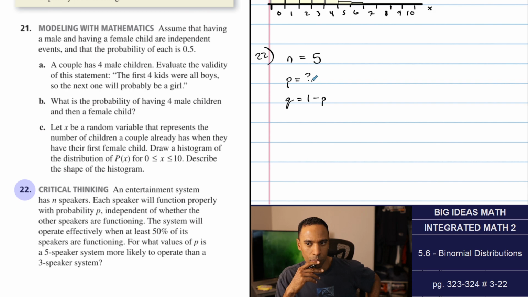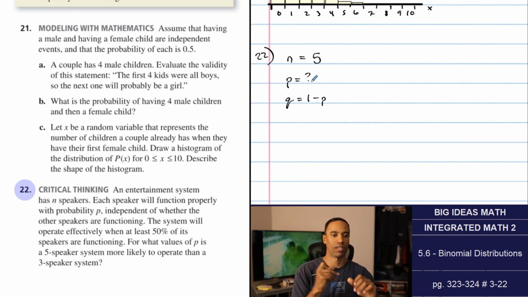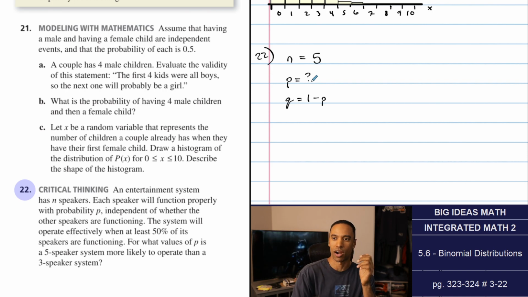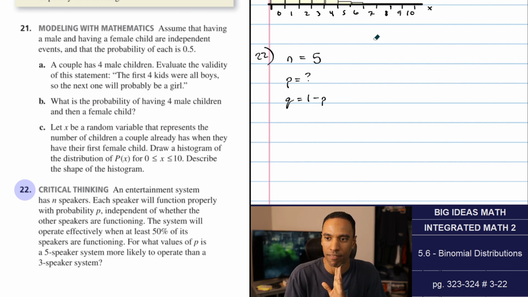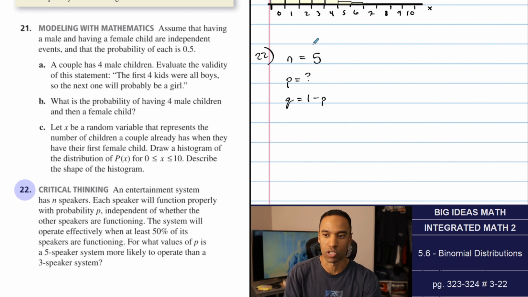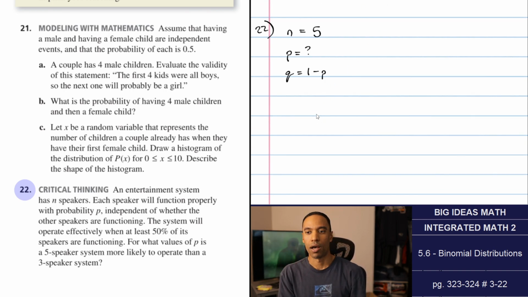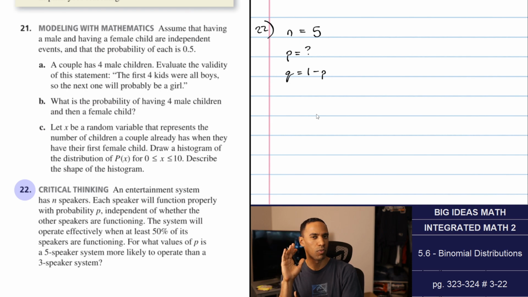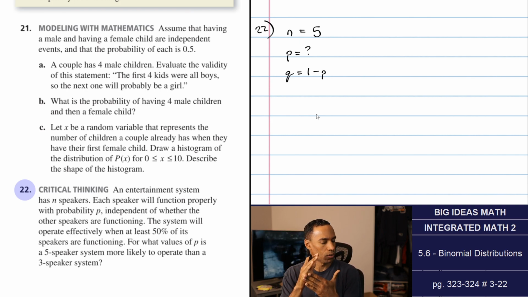We need this probability thing to be greater than it. It says what values of P is a 5-speaker system more likely to operate. It's N speakers. I'm sorry, N is not 5. K is 5 in this case. So N is N. No, yeah, 5-speaker system. So there's that one. What I have to think about is whether we're doing cumulative, because there's like probability of exactly 0.